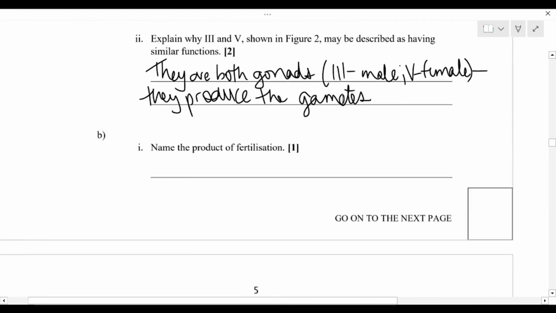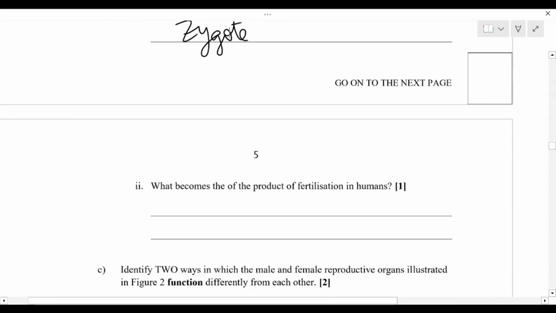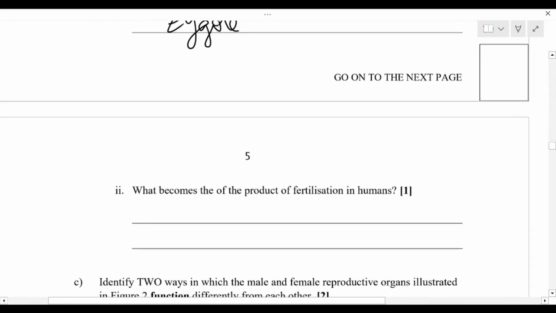B. Name the product of fertilization. That's going to be your zygote. 2. What becomes of the product of fertilization in humans? Now, the zygote undergoes division to eventually form an embryo, which will develop into a fetus, and after the gestation period, a fully developed baby will be born.